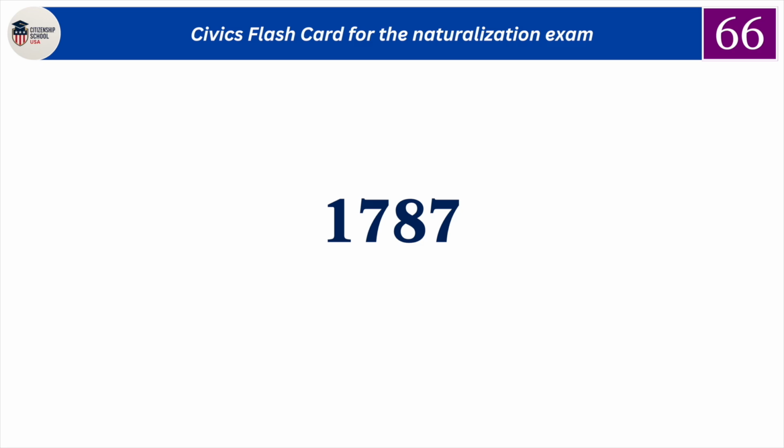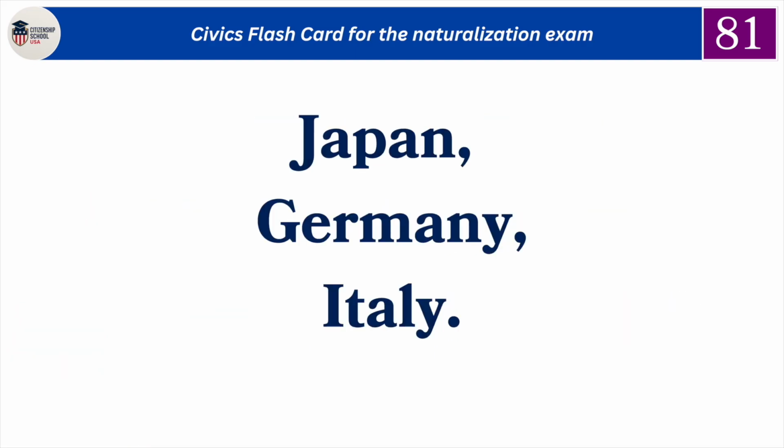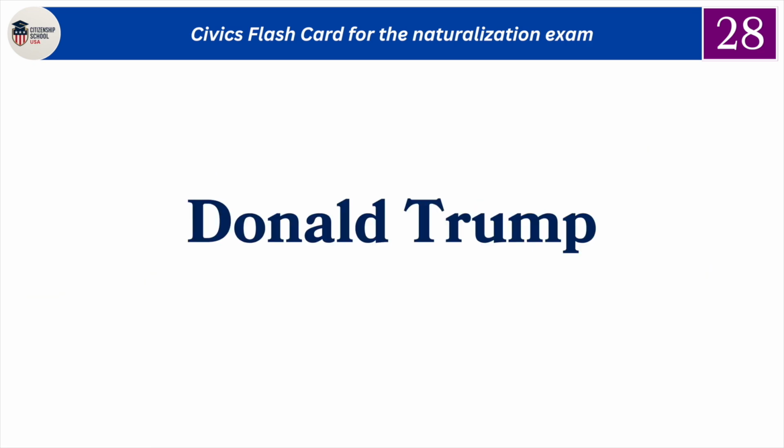1787. Who did the United States fight in World War II? Japan, Germany, and Italy. What is the name of the President of the United States now? Donald Trump.